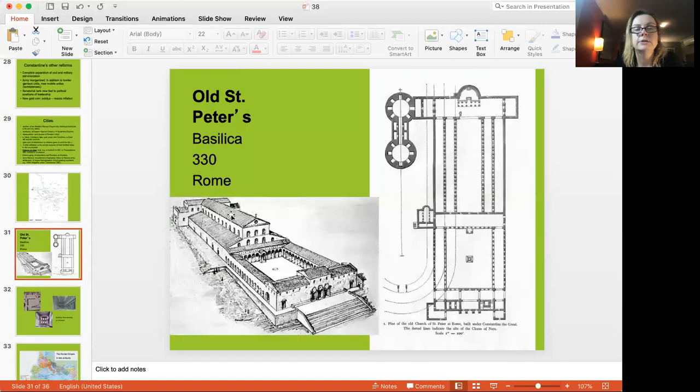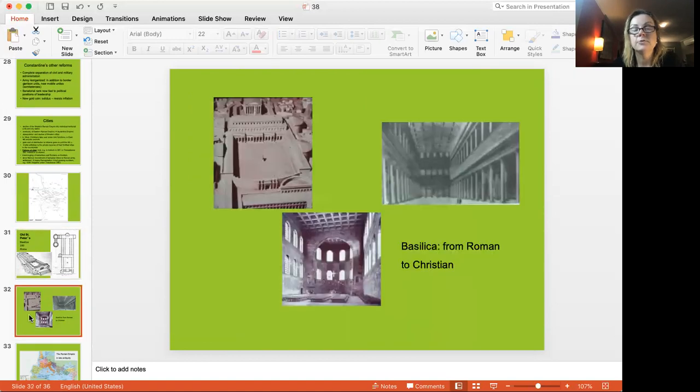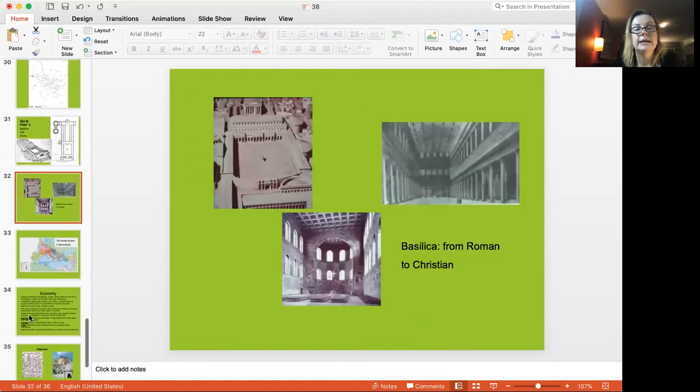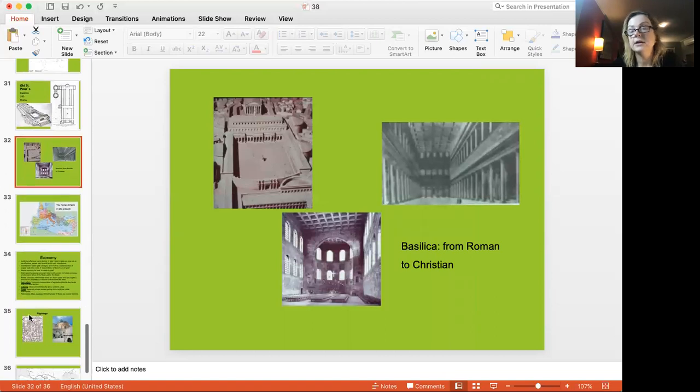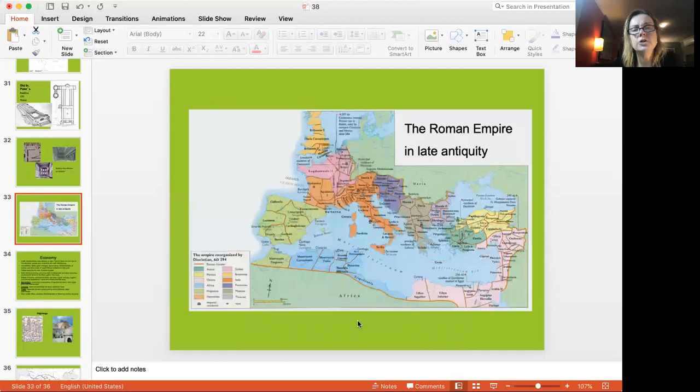So the old St. Peter's, built probably for the first time around 330, was a basilica. So you remember these long halls, right, with the little cross shape coming in. This period will be part of these new kinds of buildings that we see in various churches around the empire. So as we look at the Roman Empire in late antiquity, we see these sort of divisions, and a lot of separations into little units.